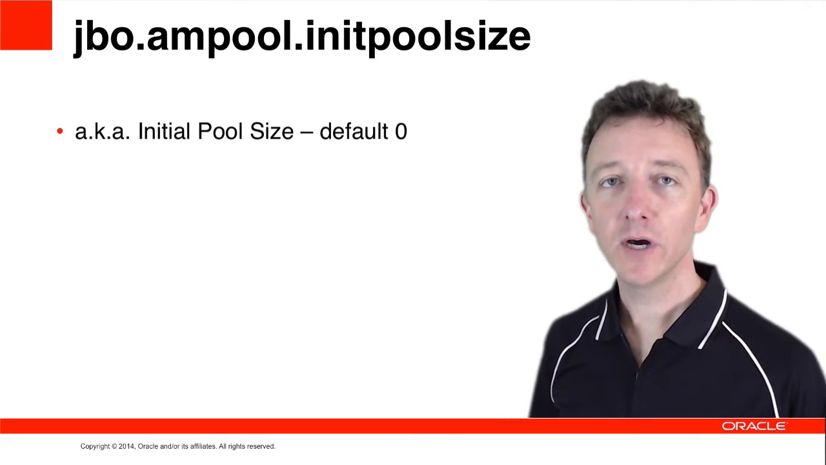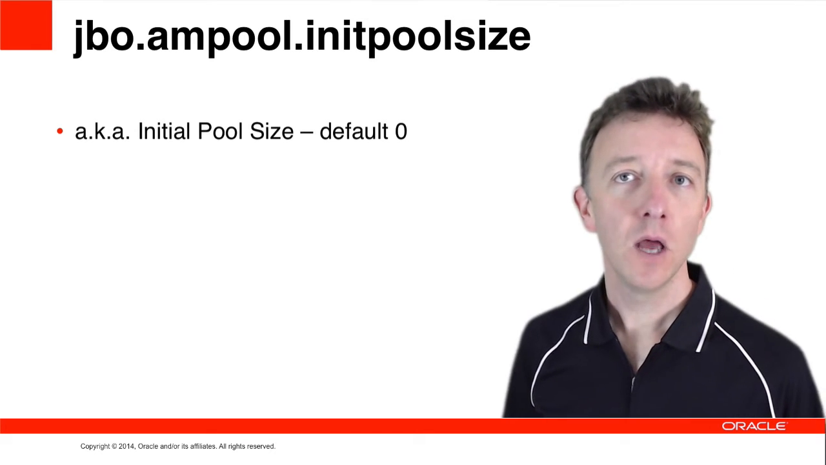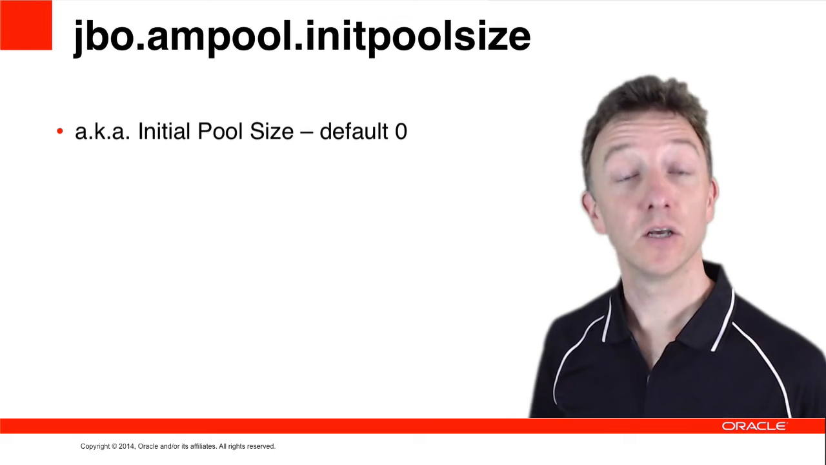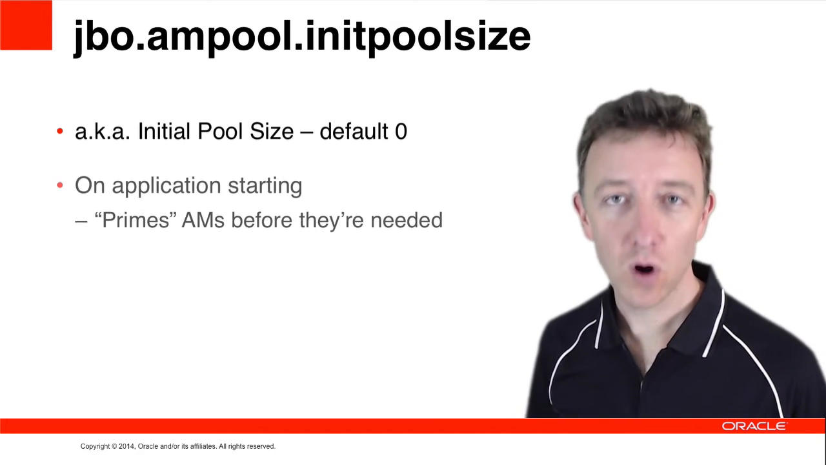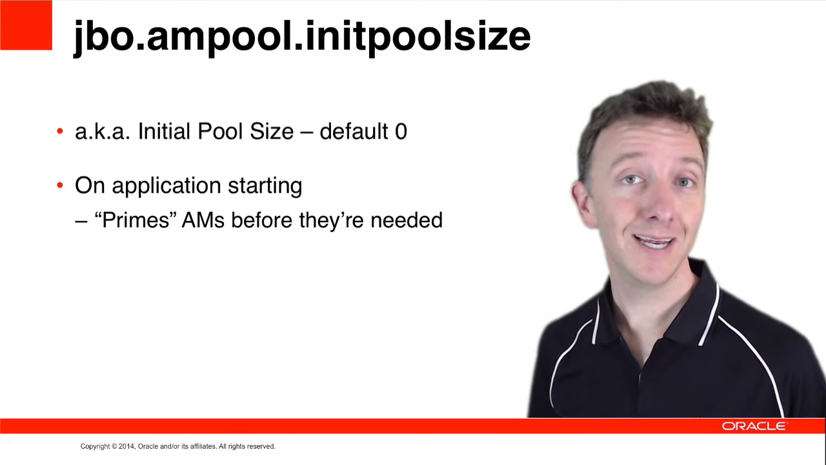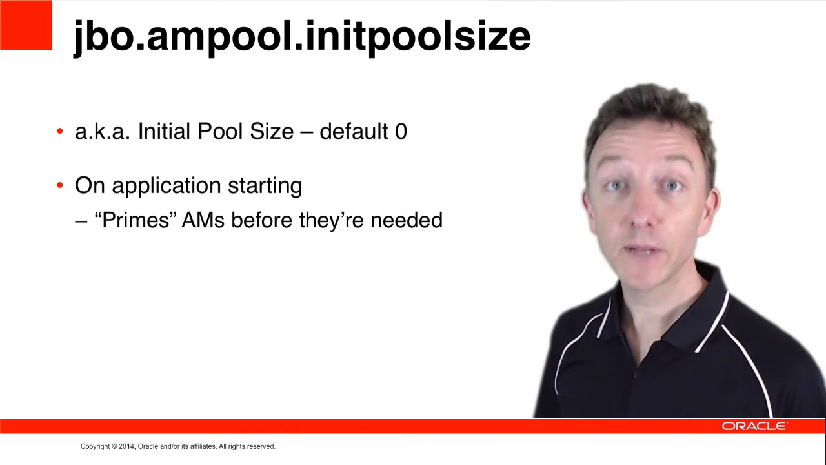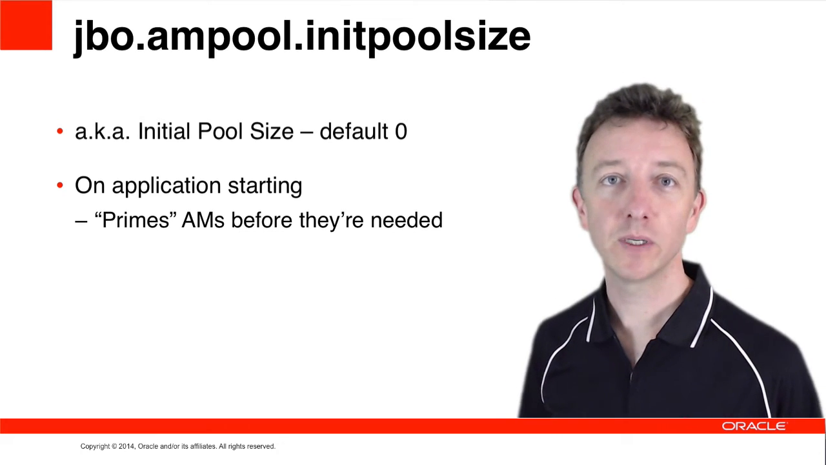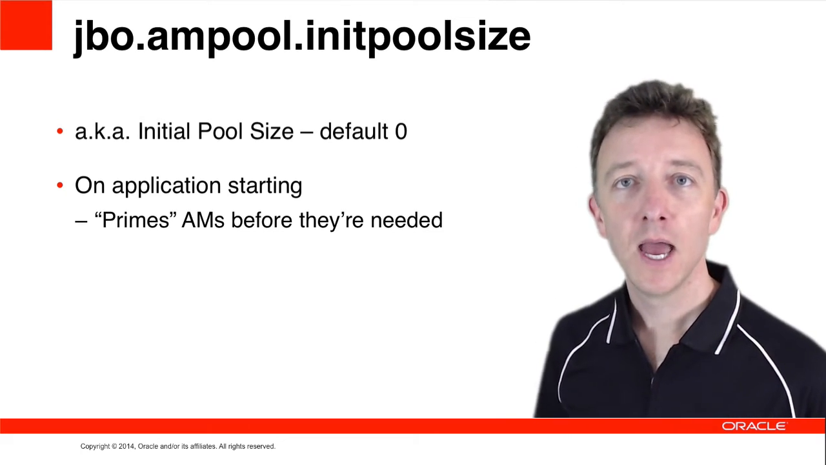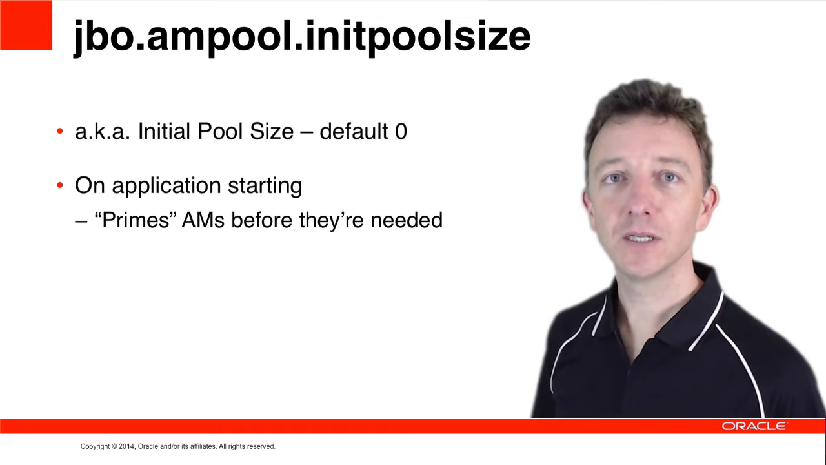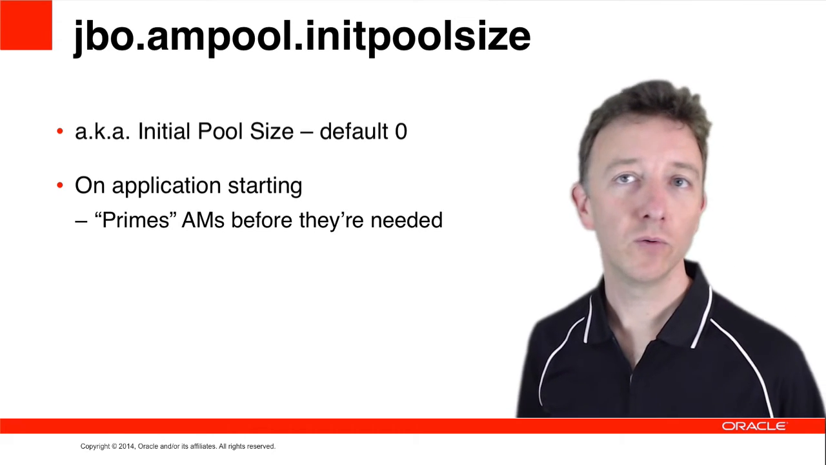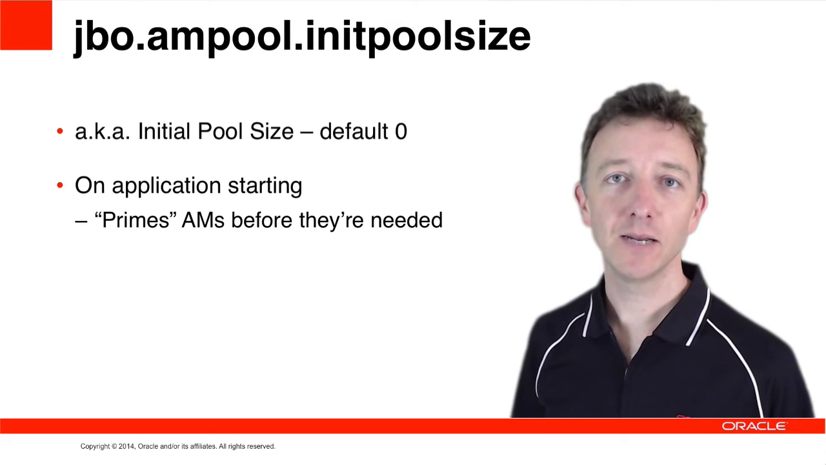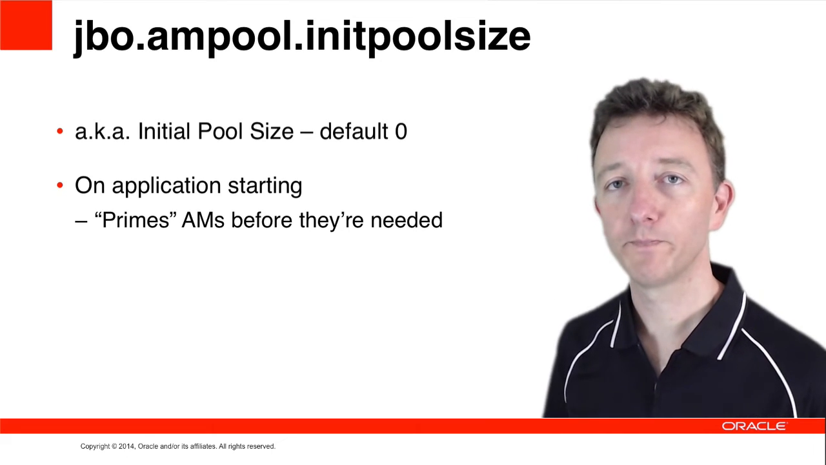The jbo.ampool.initPoolSize parameter, more commonly referred to as the initial pool size, is designed to solve this problem by priming the AM instances before they're needed. When the AM application comes up, we can ask the pool to pre-initialize a number of AMs by setting this parameter above the default value of 0. As such, assuming there's still initialized AMs available when a request for a new session arrives, the request won't have to wait for the AM to be instantiated by the ADF application module pool.